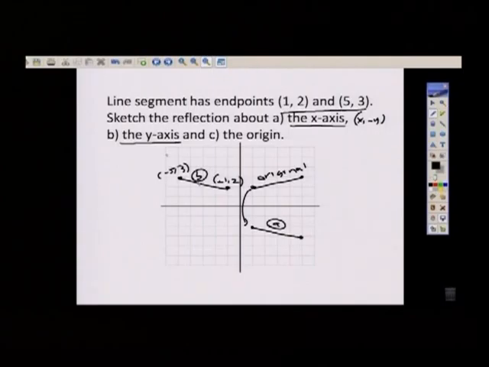The last one here is reflected over the origin. And that's when you take the opposite of both the x and the y. So that we have negative 1, negative 2, and negative 5, negative 3. So that's your answer to part C. Next.